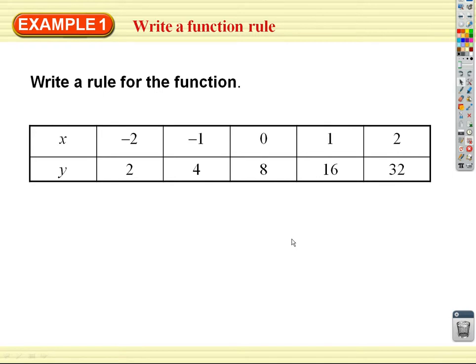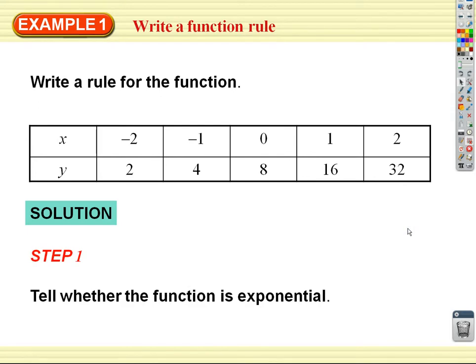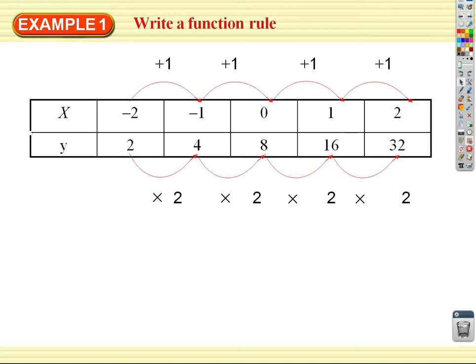Okay, so as x increases here, it goes from -2 to -1 to 0 to 1 to 2. It increases. As it goes up by 1, what happens to the values of y? What I'm hoping you see here is, we want to find out if it's exponential. As x goes up by 1, y is being multiplied by 2.